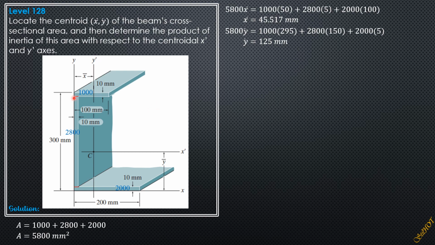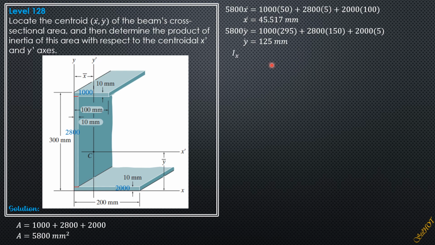So by the transfer formula, the centroidal product of inertia of each rectangle is 0 because both axes are symmetric. Therefore, the only component of the product of inertia would be the area times bar x bar y. So to be consistent, the bar x should be the x coordinate of the centroid of the area minus bar x, and the bar y would be the y coordinate of the centroid of the area minus bar y.